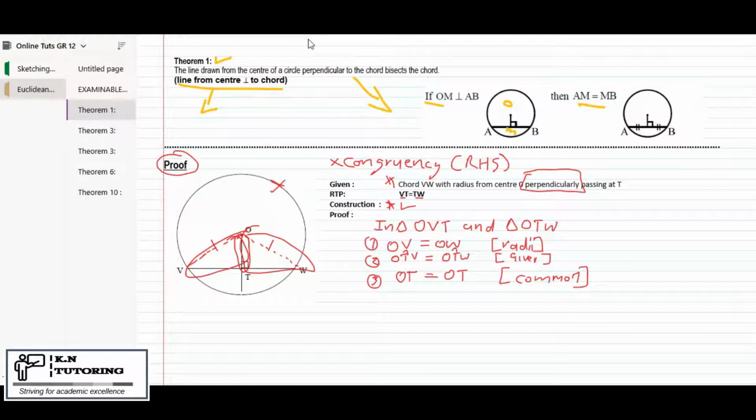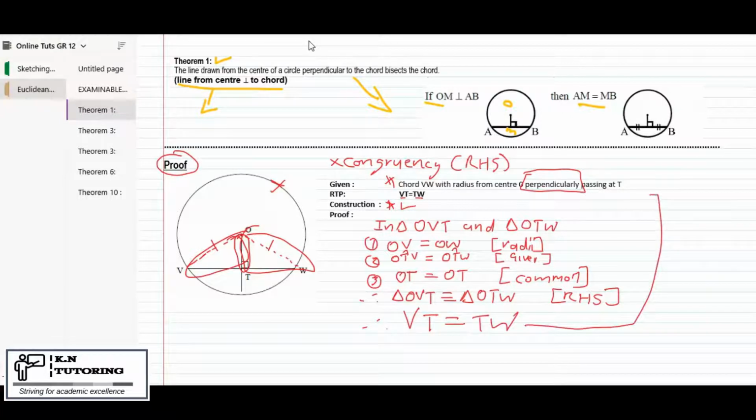Okay, so now that we've determined the three properties of congruency of the two triangles, we can conclude and say therefore triangle OVT is congruent to triangle OTW. And also you must give a reason. The reason is right angle, hypotenuse, side. Okay, now that we've determined that these two triangles are congruent, we can say therefore VT is equal to TW.